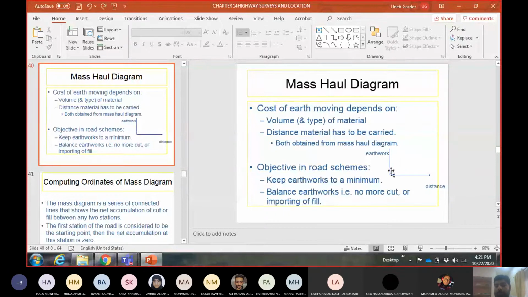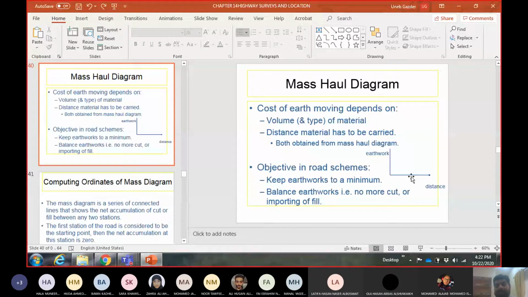The volume is on the y-axis and the distance is on the x-axis. So the mass haul diagram is the one which you will eventually use for calculating the cost of earthwork. Your final goal is to prepare the mass haul diagram after all the calculations so that you can calculate the cost of earthwork.